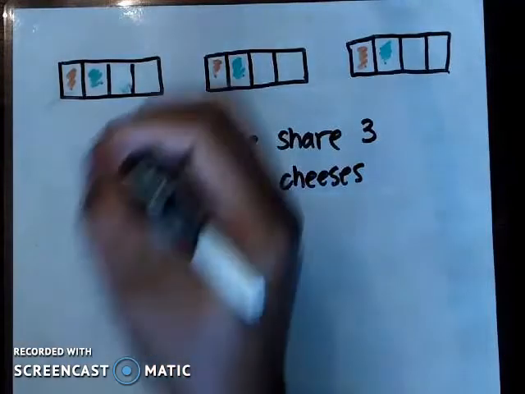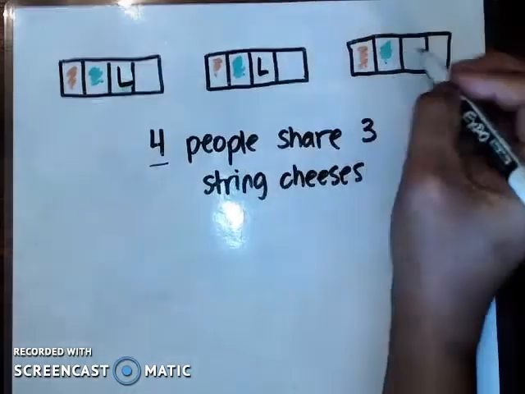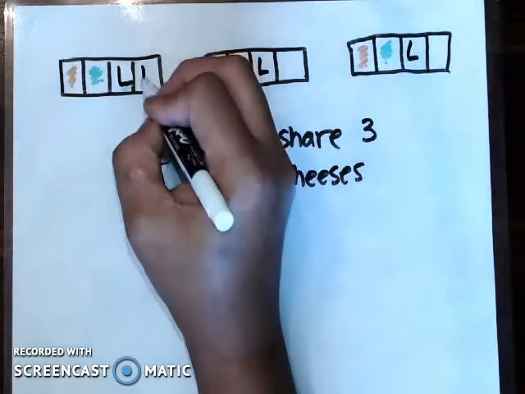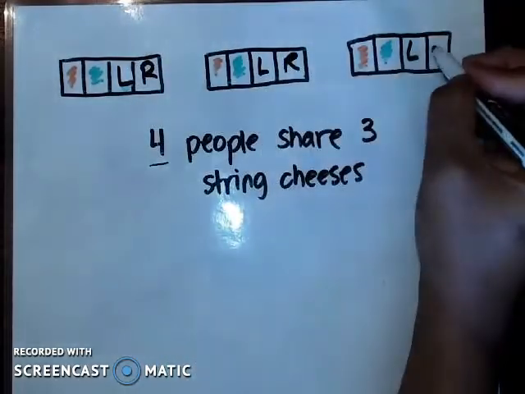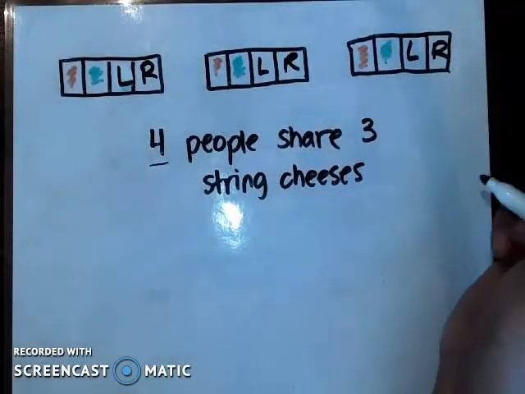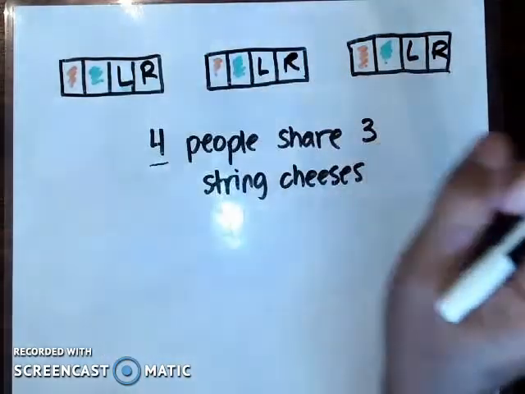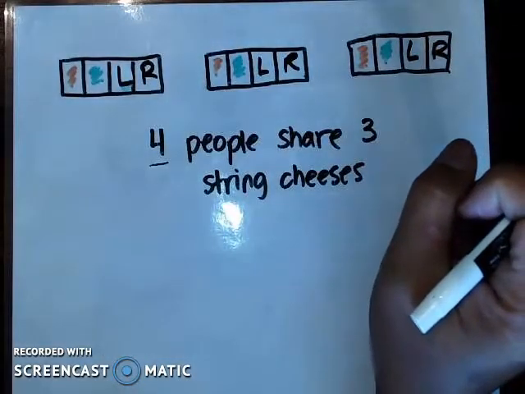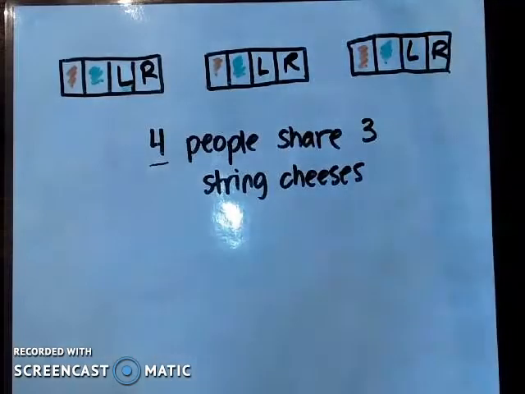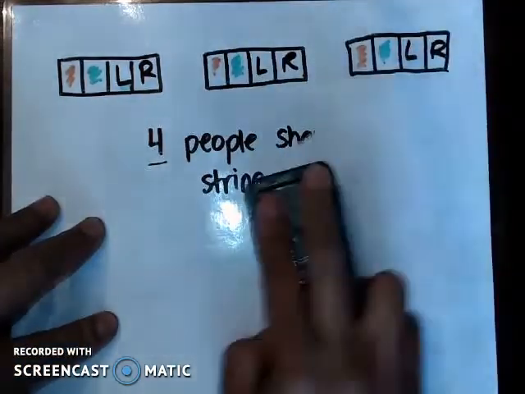One for Lily, Lily, and Lily. One for Ryan, Ryan, and Ryan. And that's how we can take something like an odd number of things, like the 3 string cheese, and split them up evenly. Okay? So that is one way to do it. Let's try another way. Ready?